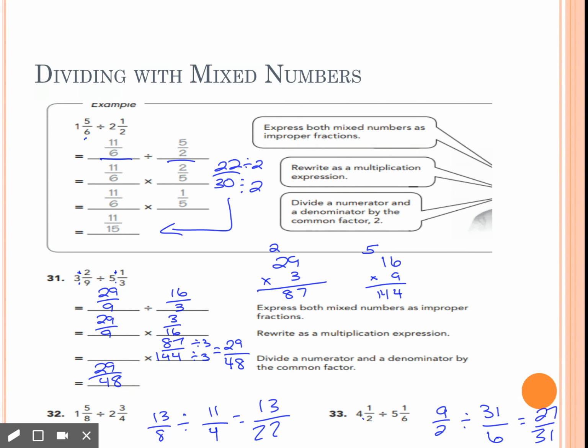And that's it. Just remember, anytime you have a mixed number, turn it into an improper fraction before you divide. You absolutely have to. And then if your answer winds up being an improper fraction, use long division to turn it back into a mixed number.